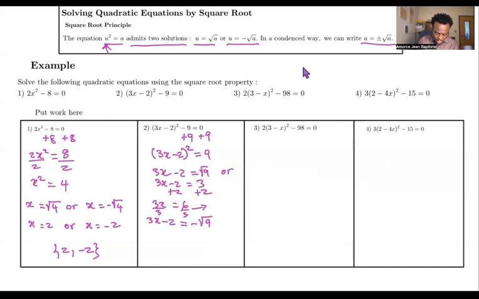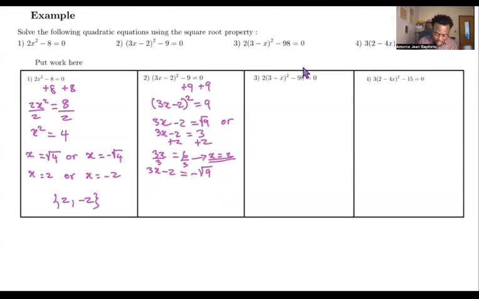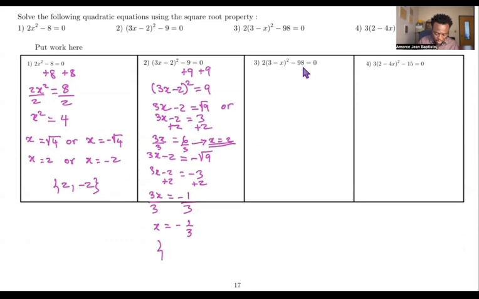And then we get x equals 2. We get the first answer. Now next, that's 3x minus 2 equals negative 3, right? Then if we add 2 on both sides, 3x equals negative 1, divide by 3, x equals negative 1/3. So your solution set is 2 and negative 1/3.